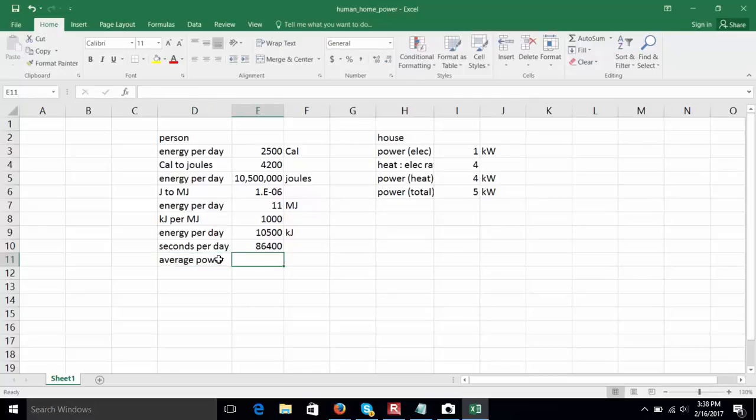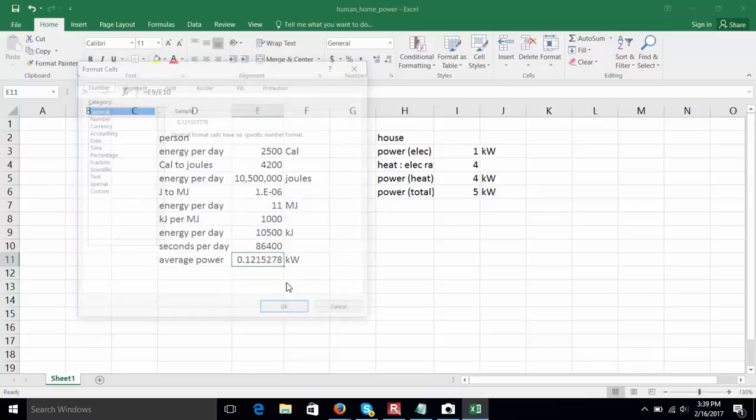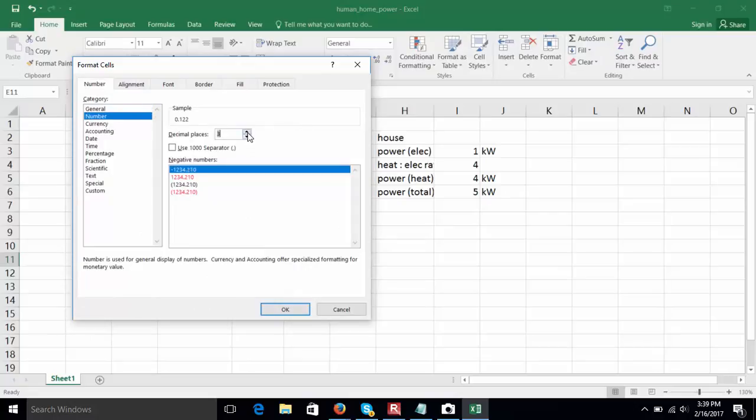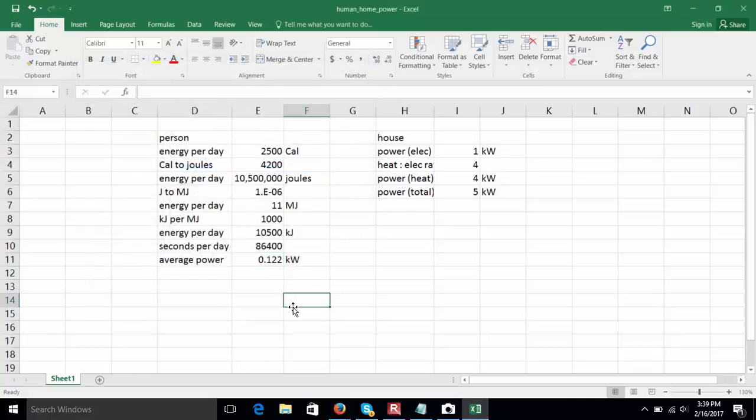And this will be in kilowatts. So equals... so power is energy divided by time. Okay, so a human, and again, this is good practice for ETEC 214. Three significant digits is enough, so there we go with that. Average power, so 12% of a kilowatt.